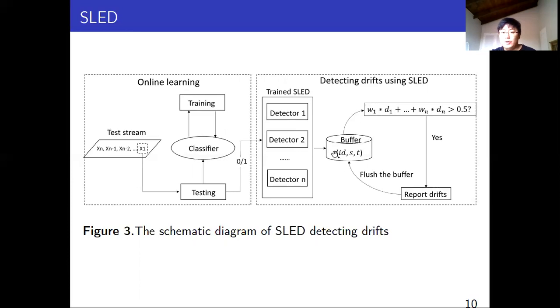At the same time, we will check the existing detection results in order to calculate the weighted sum, right? This weighted sum is calculated based on the weights and detection status of each of these base detectors. If this weighted sum is greater than a certain detection threshold, in this case 0.5, then we will report a drift. Once the drift is reported, we will flush the buffer and start over again. So this is how the detection stage works.